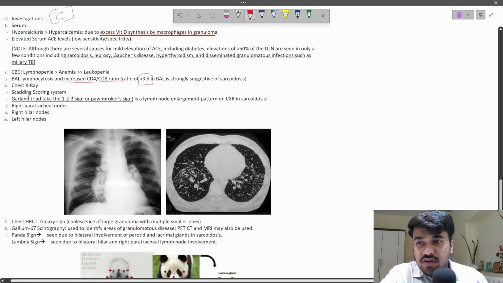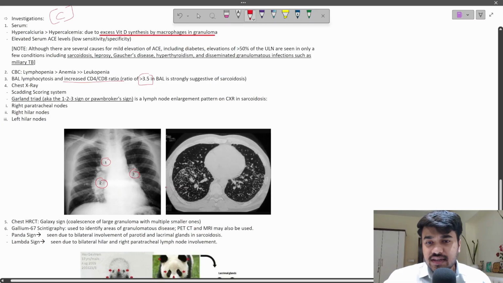In chest X-ray, we already studied the Scadding scoring system. Another important sign here is the Garland triad, also known as the 1-2-3 sign or the pawnbroker's sign. It is basically a lymph node enlargement pattern seen on chest X-rays. So what happens here is that three groups of lymph nodes are seen. The first one is the right paratracheal lymph node. This is the right hilar lymph nodes, and then the left hilar lymph nodes. So this forms the Garland triad.